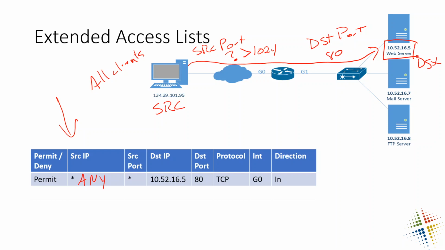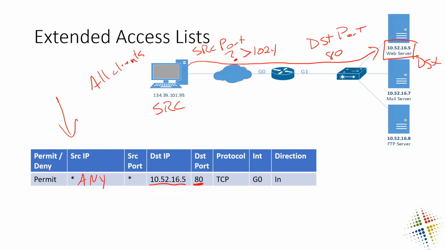And then we're going to have a destination IP of 10.52.16.5, which is our web server, and a destination port of 80. Awesome. Okay. Protocol is TCP, not UDP.